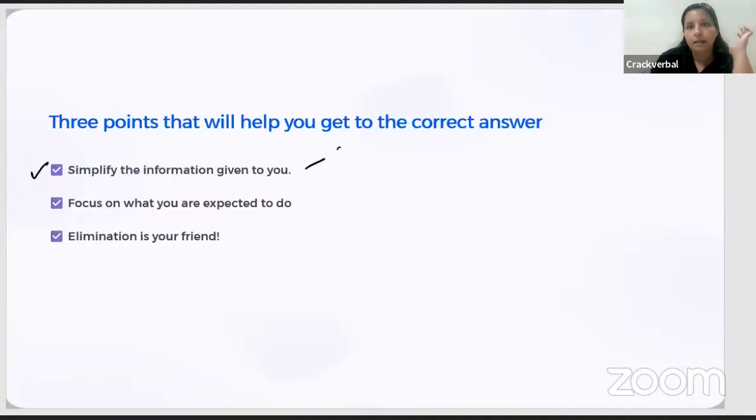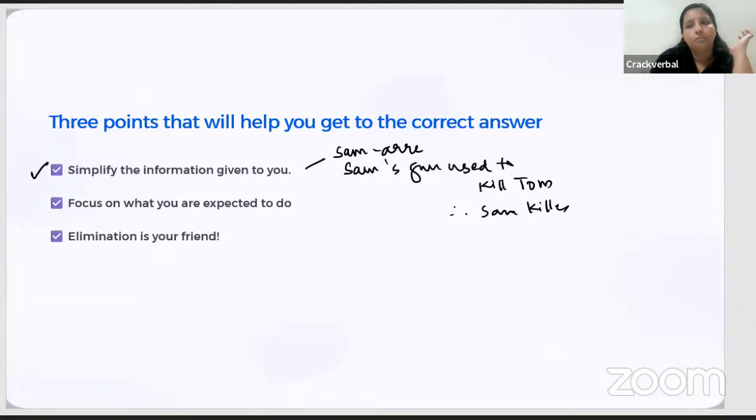What is the data? Sam has been arrested. Sam's gun was used to kill Tom. Therefore, Sam killed Tom. No matter how big your argument is, you need to focus on simplifying the information given to you. Focus on what you're expected to do.